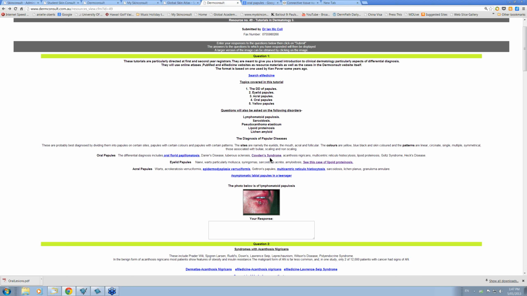Cowden's, we'll certainly come to that. It can give oral papules, particularly on the gingiva. Acanthosis nigricans. Well, the malignant type of acanthosis nigricans can give you these verrucous-like lesions on the lips. Sometimes we think of acanthosis nigricans as that black velvety papules that you get under the armpits and in the groin and sometimes at the back of the neck.